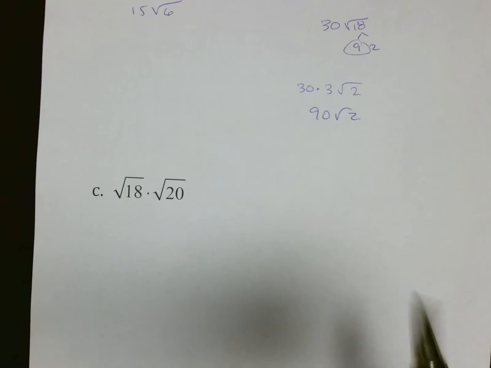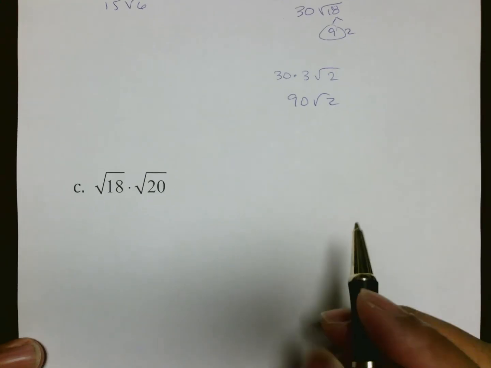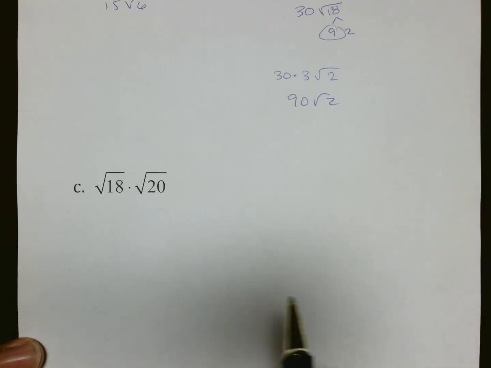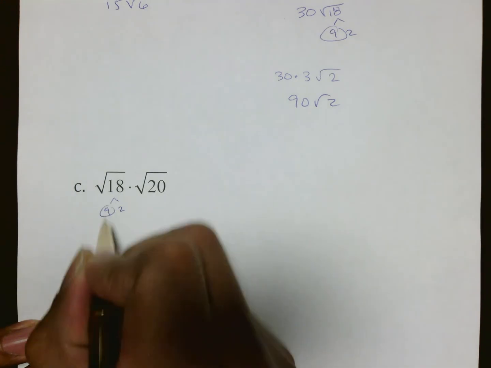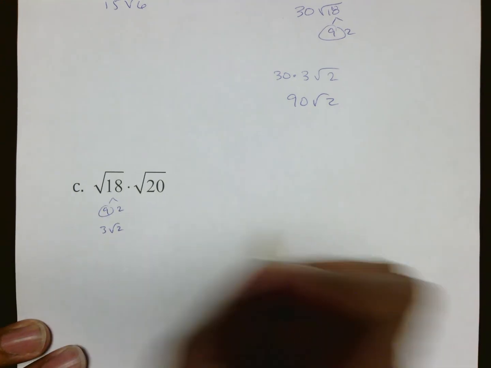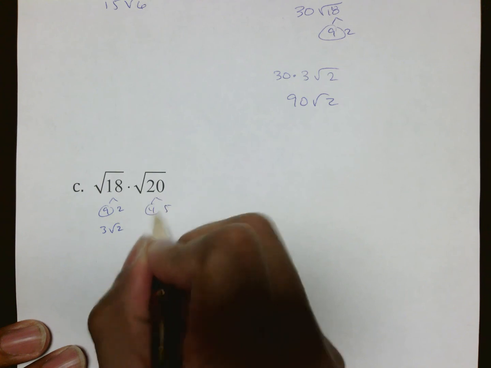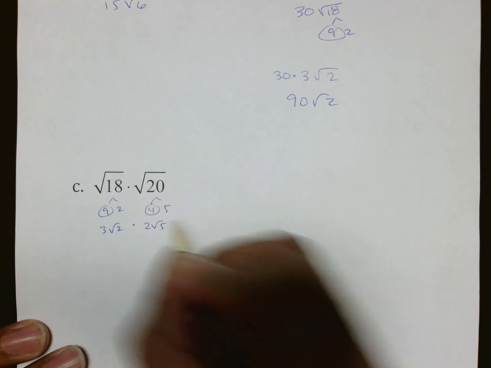Square root of 18, square root of 20. I would suggest that you don't multiply first because that gives you a big number. What I would do is break this number down to 9 times 2, which is 3 root 2. Break this number down, which is 4 times 5, or 2 root 5.